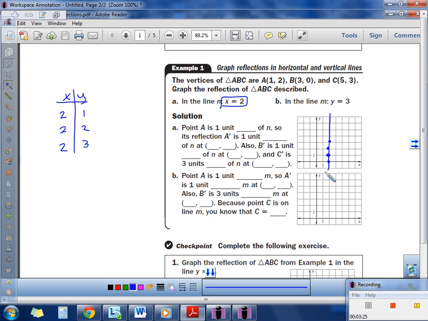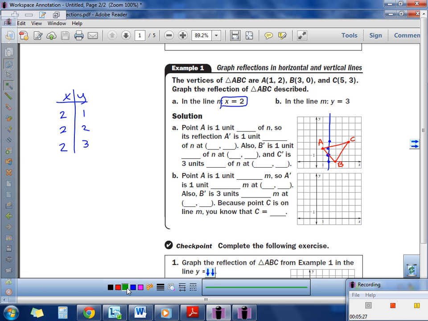Now we need to take a little bit of time and graph these triangles. So let's go ahead, graph the original, the pre-image, and then we'll graph the image. After you have that shape graphed, make sure you label the vertices with their letters. Then we're going to complete the process of reflecting over that line, x equals 2.